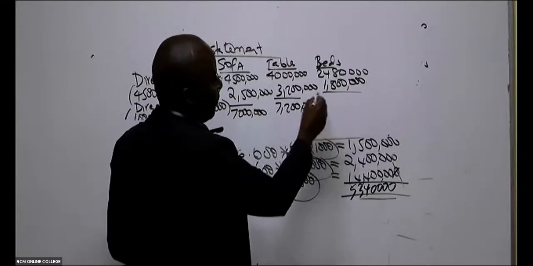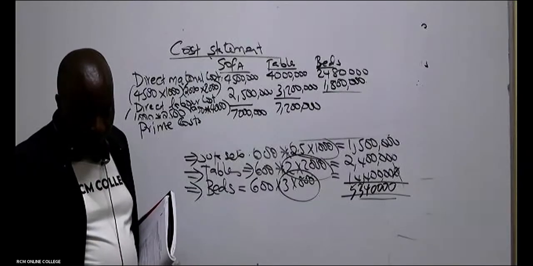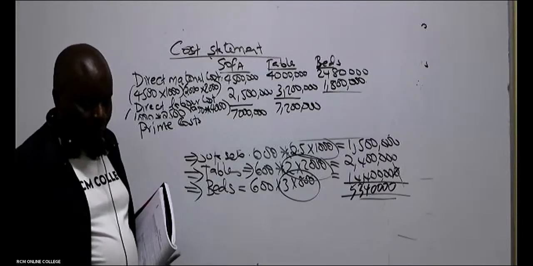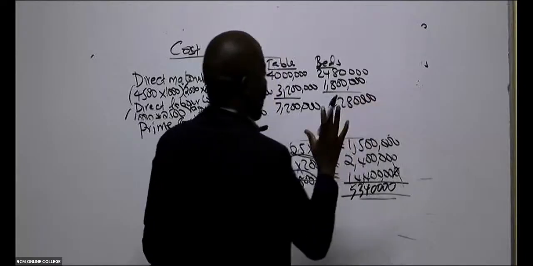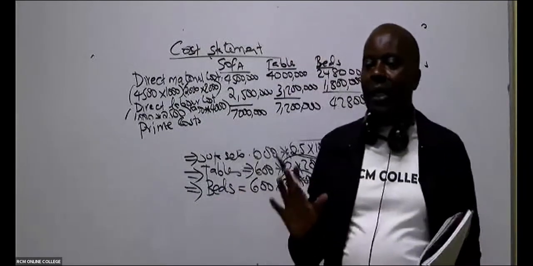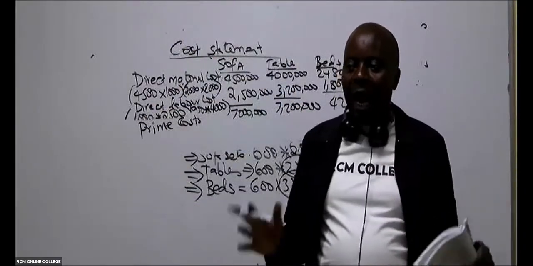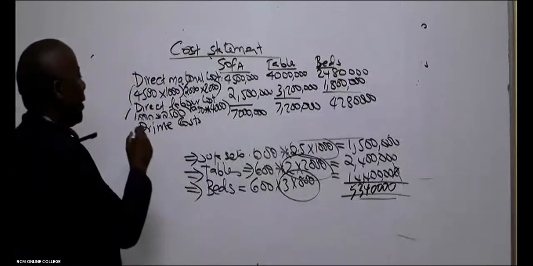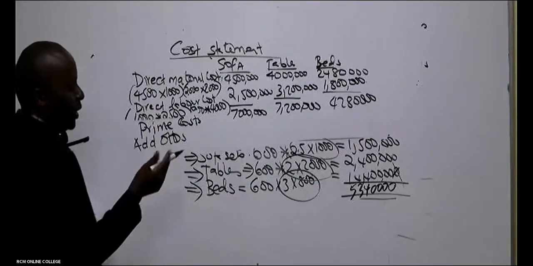And then? $42.80, yeah? So we have here 42,80,000. Is that really the end of our cost statement? No, we must come and add what here now? The overheads. Add the overheads now for each product.